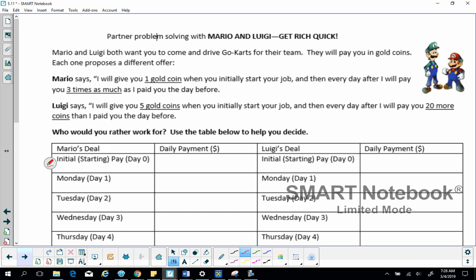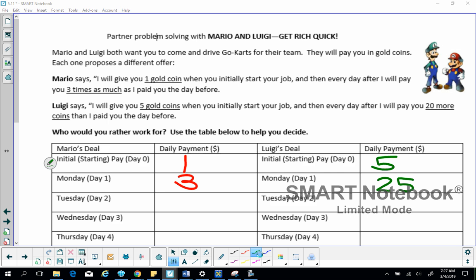If you're Luigi, I'm going to start you off with 5 gold coins, and I'll pay you 20 more coins than the day before. So if you're on this side Mario, if you're on this side Luigi, you're figuring out, okay, if I'm Luigi, how much does it say he's starting with? 5. If you're Mario, how much is he starting with? 1. And so we know this side is saying 3 times as much. So what's 3 times as much as 1? 3. This one's saying 20 more. What's 20 more than 5? 25. And then you're filling out the entire table.